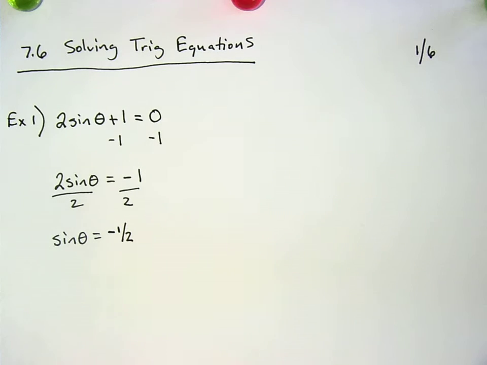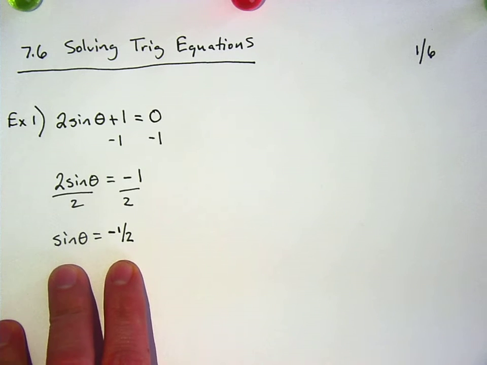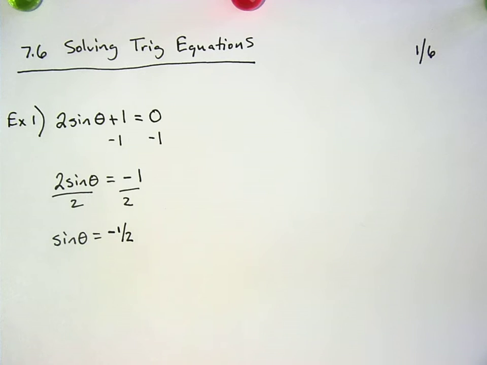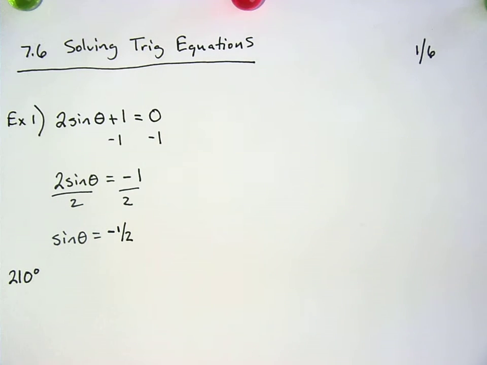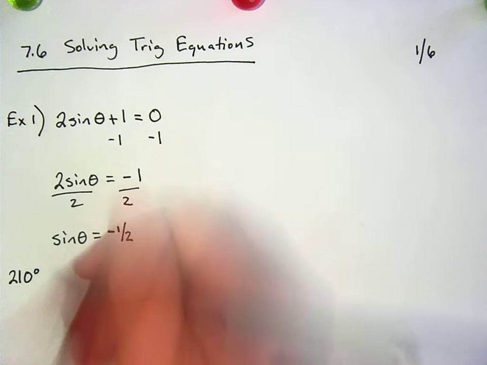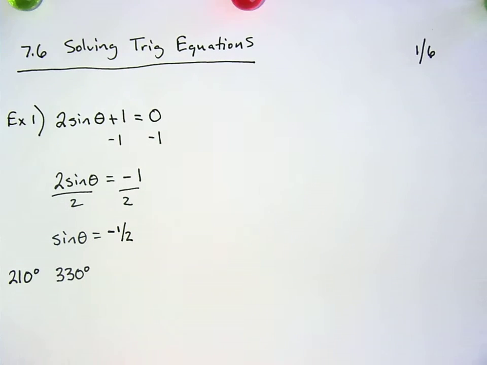1/2 should sound familiar, right? So look on your unit circle. Where are we looking? Are we looking for an x or a y that equals negative 1/2? A y. 210. 210 is one option. What else? 330. Does everybody see how at 210 and at 330 the answer is negative 1/2?